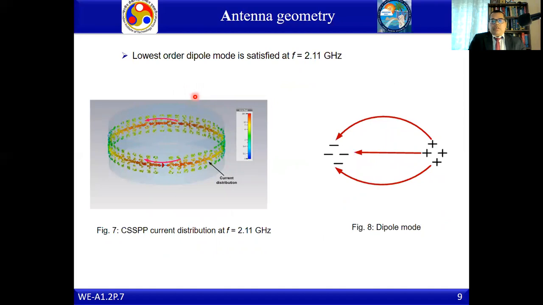We have observed the current distribution in such cylindrical SSPP structures, and this is the current distribution. Directions are shown here, and this can be modeled as a dipole mode. When we have a plus charge here and a minus charge here, current will flow from plus to minus charge, and at 2.11 gigahertz, there is a lowest order dipole mode excitation in such cylindrical SSPP structures.